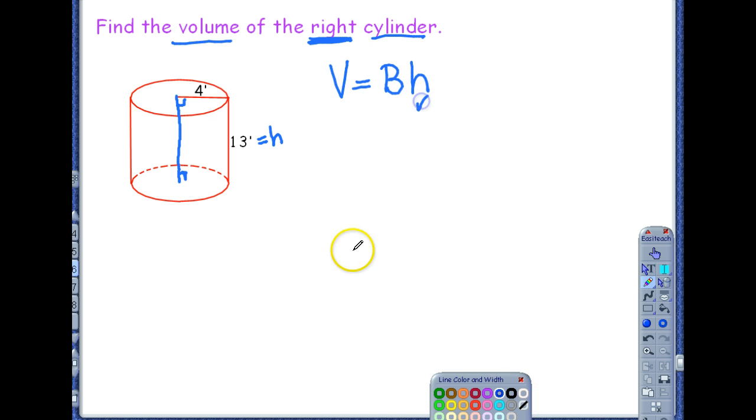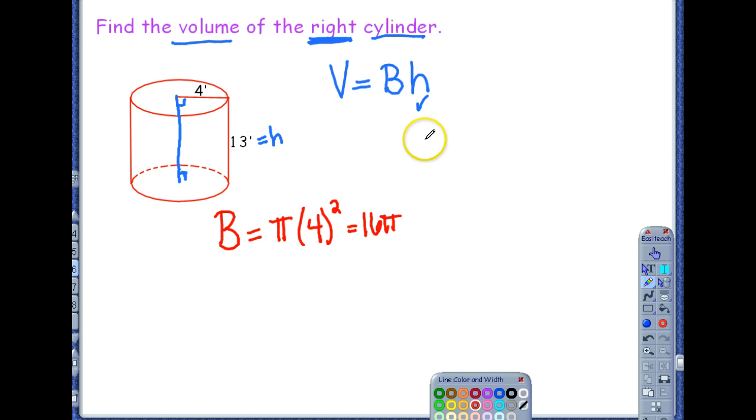Let's fill in the pieces. We know the height. We don't know the base area yet, though. So how could we find that? Well, area of this type of base is a circle, so it'd be pi times the radius, which is 4, squared. So that's going to be 16 pi. And I'm just going to leave it like that. I think that sounds good. Let's leave it until we get our answer, because they do give us units here, so we know we're going to get a decimal, and that's okay.